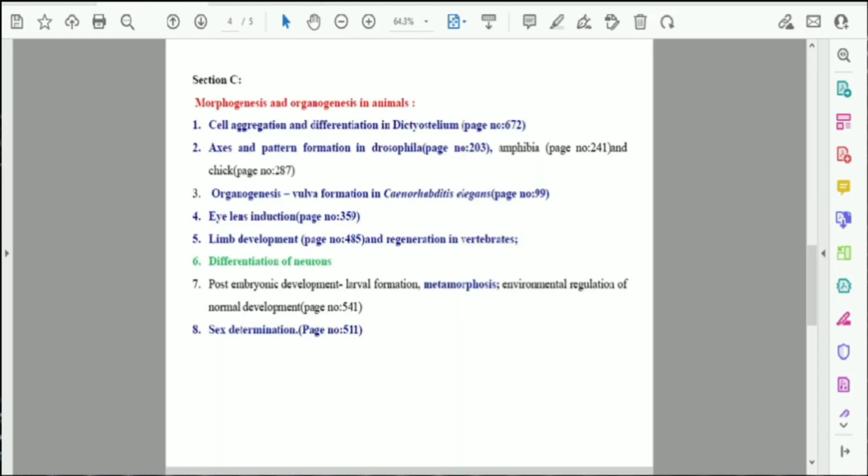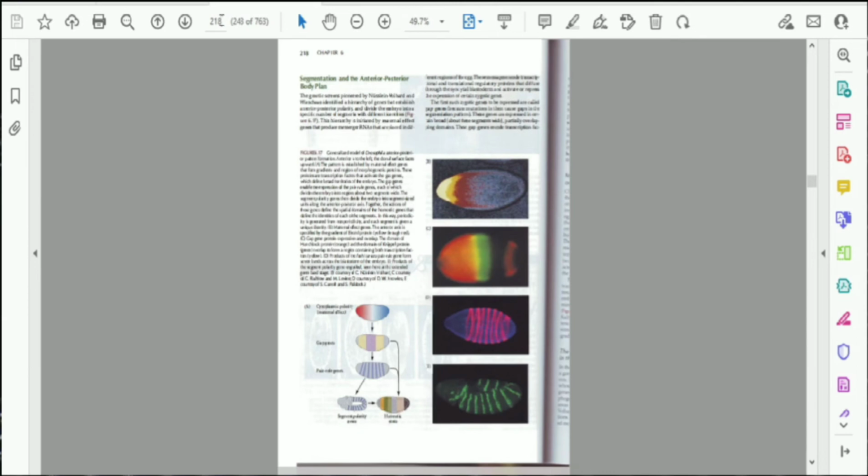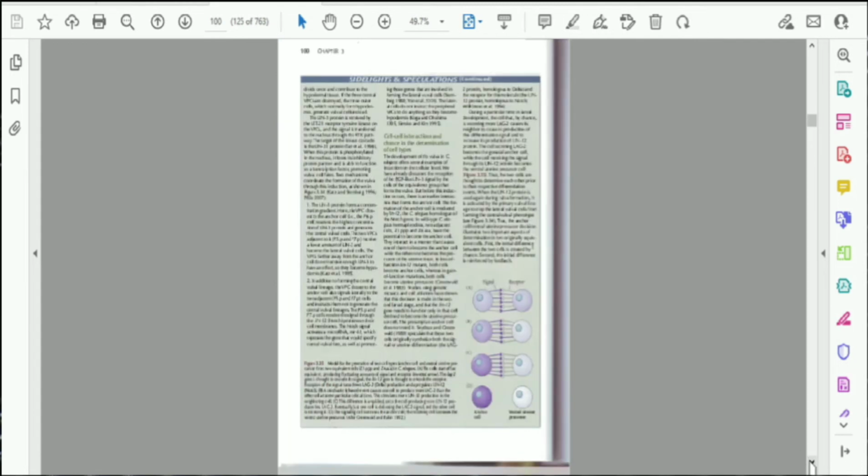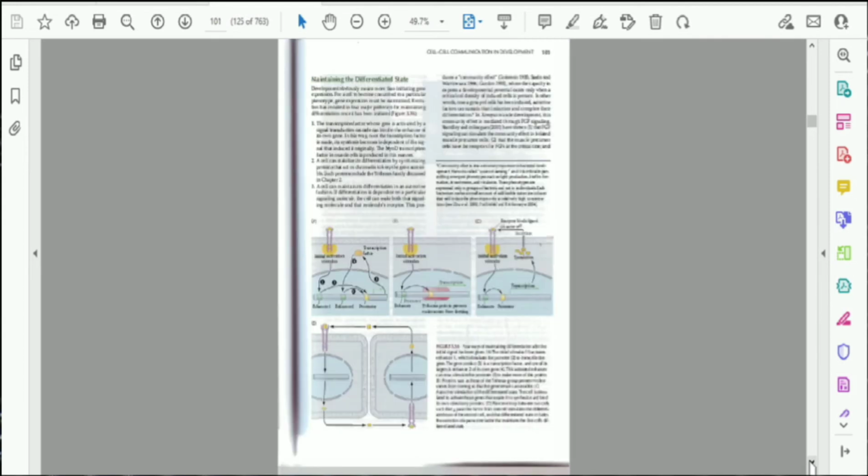Next thing is organogenesis, vulva formation in C. elegans. This is one of the unique concepts, and vulva formation in C. elegans will be asked every time. It is given under the topic juxtacrine signaling and cell patterning. This diagram is important, and I also referred to this particular topic in the teaching partial unit. First I referred to her video, then I concentrated on studying these pages, pages 99 and 100. If you study these, you can get 100 marks in the CSIR examination.